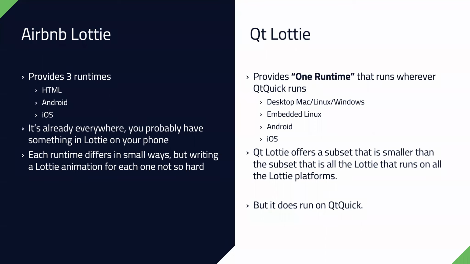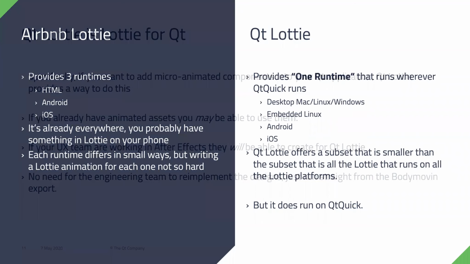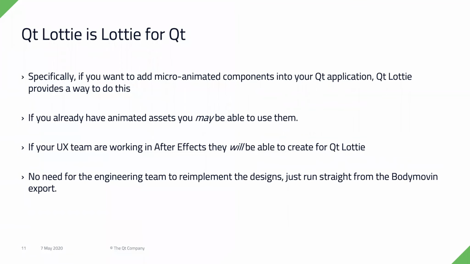So the Qt Lottie supported features subset is smaller than the subset of Lottie that will run on all of the Lottie platforms. That's a great sentence, I apologize for it. But of course, the great advantage is that Qt Lottie will run on Qt Quick. So it's got a more limited amount of features, but it will run on Qt Quick, which is nice. So yeah, Qt Lottie is Lottie for Qt.